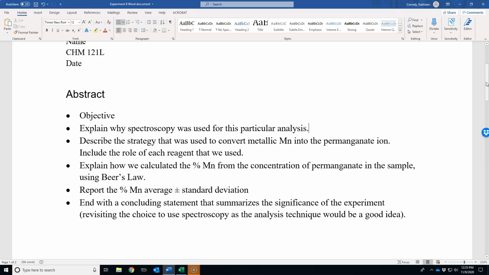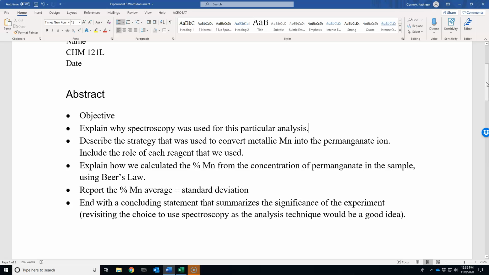You shouldn't say amounts though. You shouldn't say how many milliliters you added of each of the reagents. So don't include that information, and don't include anything about glassware. You shouldn't say anything about graduated cylinders or flasks or anything like that.